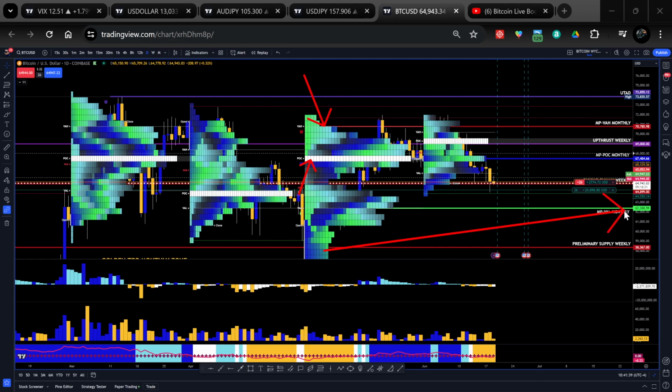Value area low, 62388.59. POC is at 67484.66, and value area high is at 70785.98. Right, so let's see what's happening here. I'm gonna take these off.